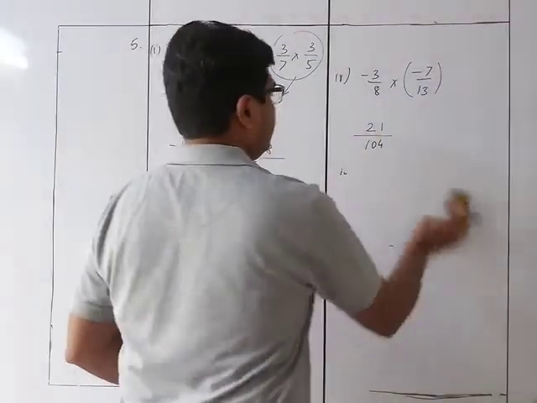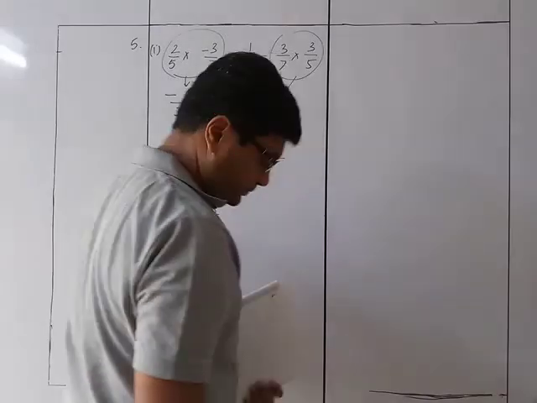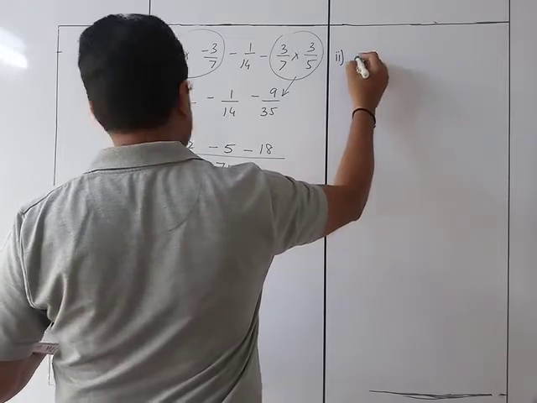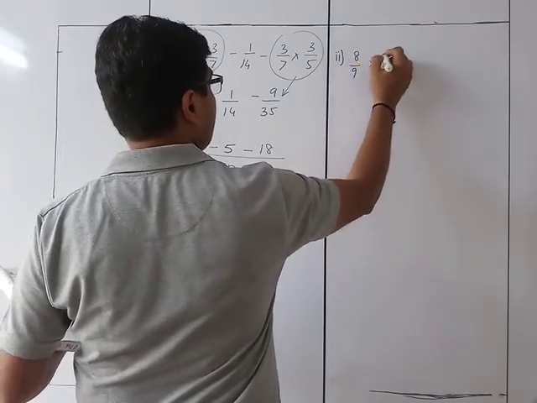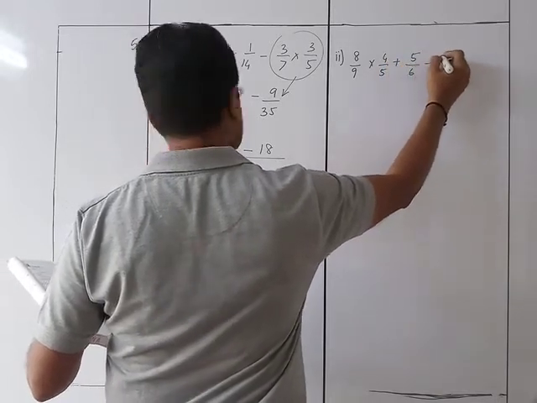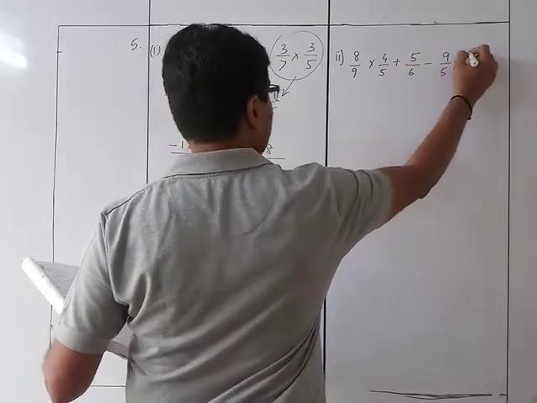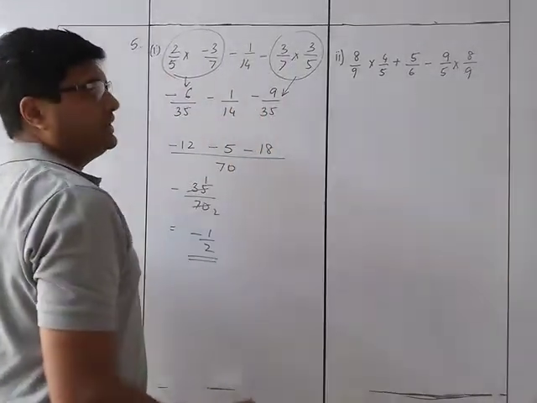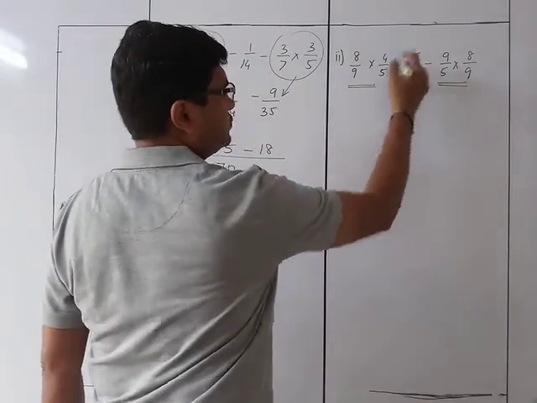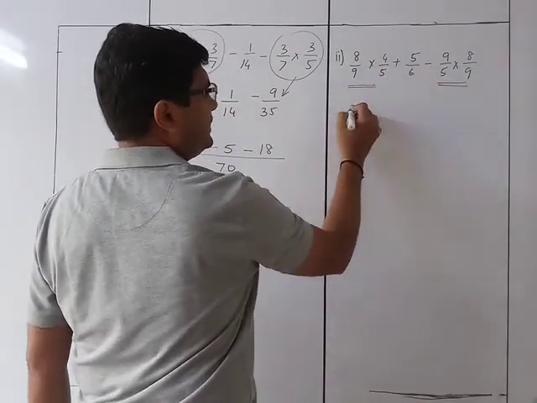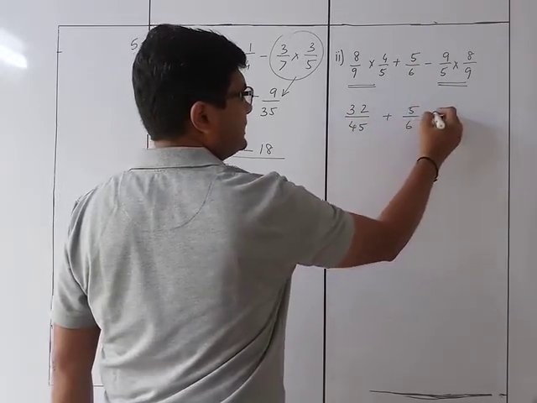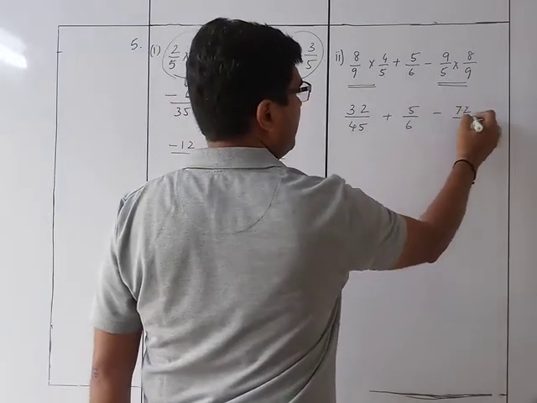The next one is sum number 2. We got over here 8 upon 9 into 4 upon 5 plus 5 upon 6 minus 9 upon 5 into 8 upon 9. Again the same way, we are going to take this 2 first, this 2 next, and then this one. So it will be 32 upon 45 plus 5 upon 6 minus 72 upon 45.